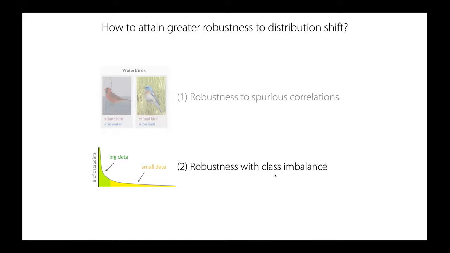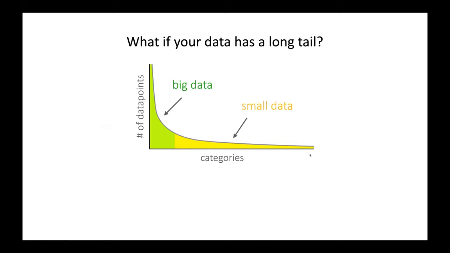And in particular, there are a lot of examples where you have long tail distributions. This actually isn't very well reflected in standard data sets like ImageNet, because typically when people construct the data sets, they try to make it easier and nicer for machine learning by balancing the data and discarding categories where you don't have a lot of data.